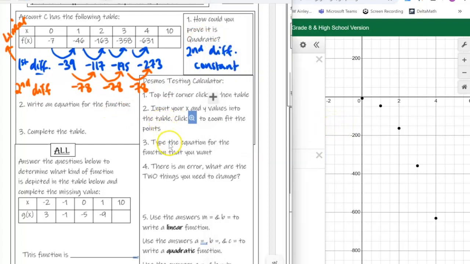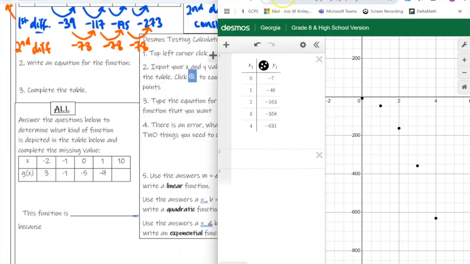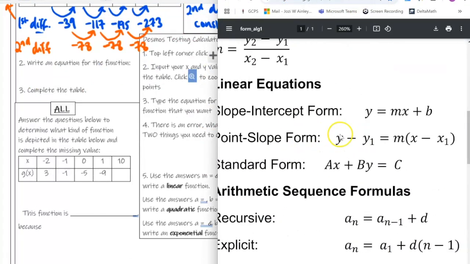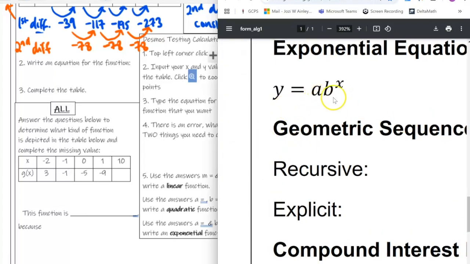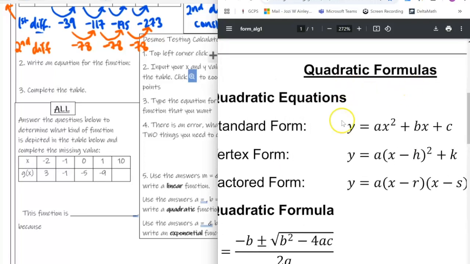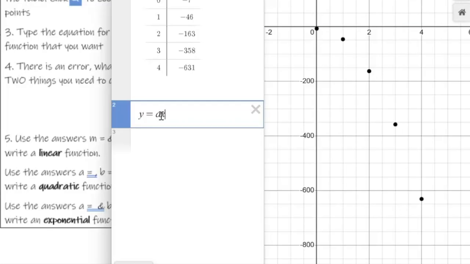So what I do is you're going to type the equation for the function you want. There are 3 functions. You should have this in your notes, but also you have it in your formula sheet. If you think it's linear, you should be typing y equals mx plus b. If you think it is exponential, you should be typing y equals ab to the power of x. And if it's quadratic, you should be doing the standard form, y equals ax squared plus bx plus c. Because I think it's quadratic, that is the one that I'm going to type in: ax squared plus bx plus c.